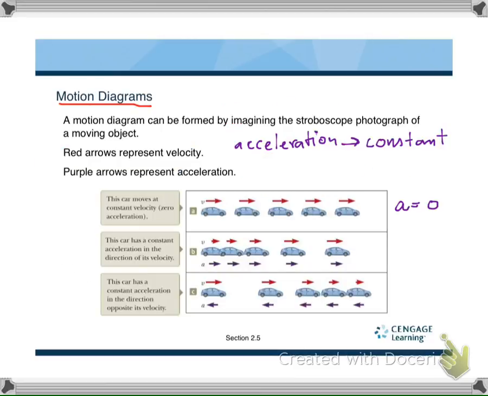For the second case, this is a case that the acceleration is constant. The acceleration is a constant. And the velocity and acceleration have the same direction. Okay. This is the second case.